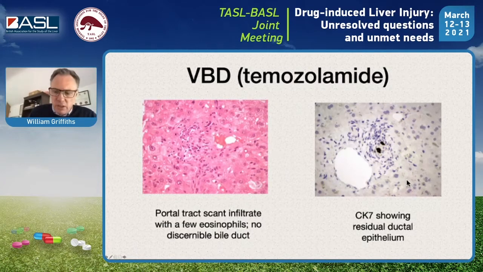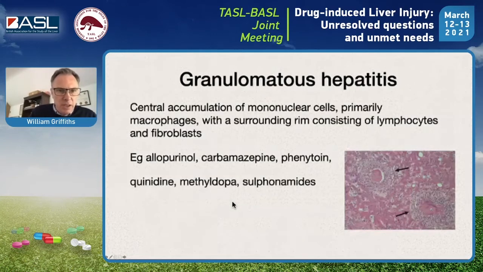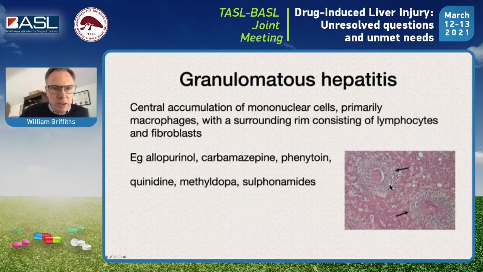So these patients can go on to develop significant pruritus, and with severe duct loss may end up needing liver transplantation. And then the last couple of phenotypes, granulomatous hepatitis. We know what granulomatous lesions look like under the microscope, but just to illustrate them, this is a mixture of different types of white cell, essentially. And we know a number of drugs that can cause this. Allopurinol is a common one that we see in the UK causing this.